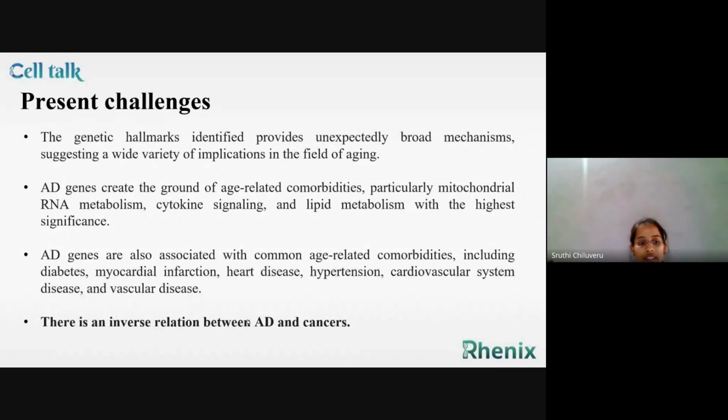The Alzheimer's disease genes were associated with common age-related comorbidities, which include diabetes, myocardial infarction, heart disease, hypertension, cardiovascular system disease, and also vascular disease. From this, I can say that there is an inverse relation between Alzheimer's disease and cancers, because a patient suffering from cancer has a low chance of presence of dementia.